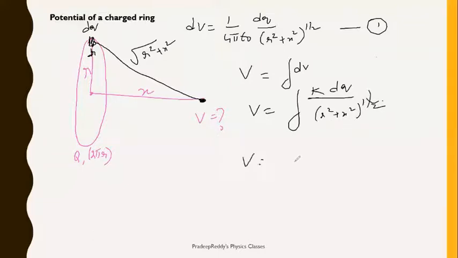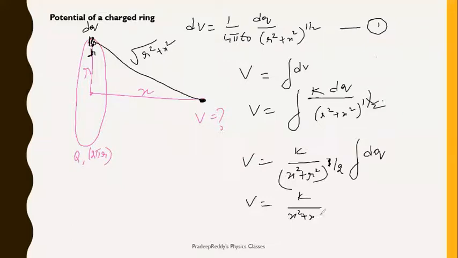Bring constants outside. It is k divided by (x square plus r square) whole power 1 by 2 into integration dq. Integration dq is q, right? So V will be equal to k divided by (x square plus r square) whole power 1 by 2 into q. This is the electric potential due to a ring. It's very easy to find out.